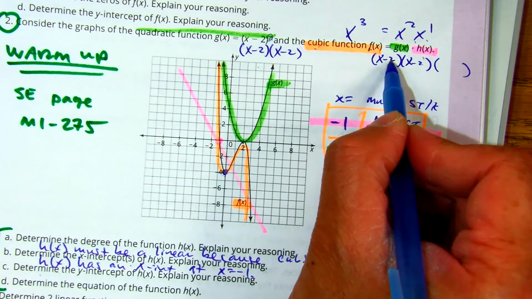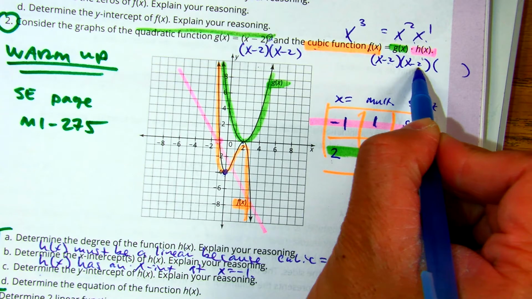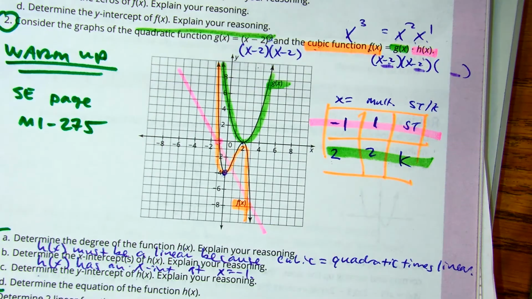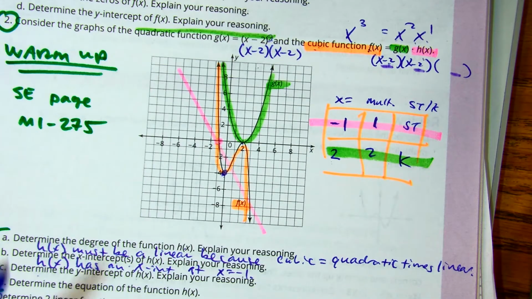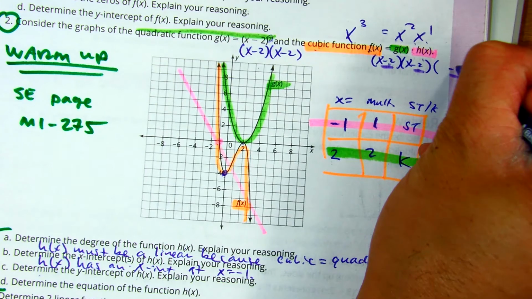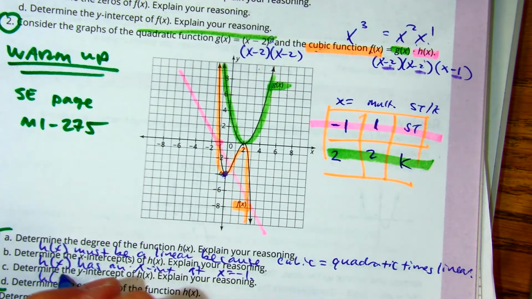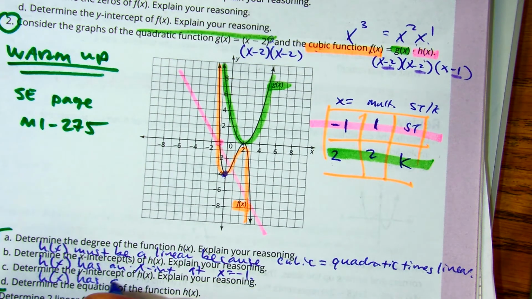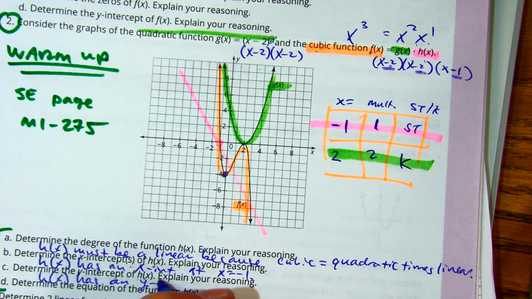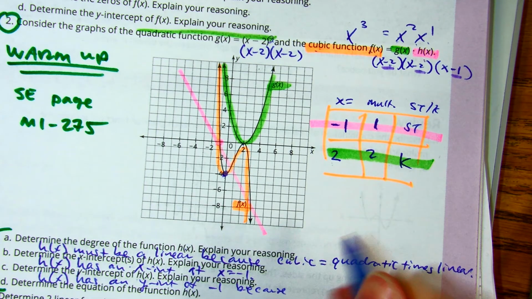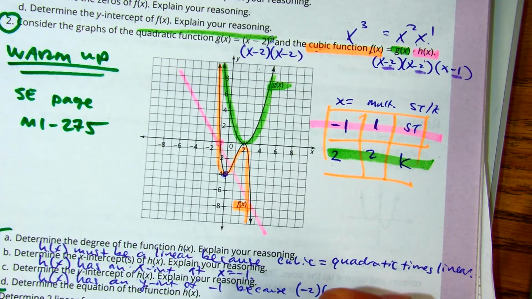That's what our answer has to be, right? And this says a negative times a negative is what? Positive. Let me see if I can show you in purple. And we're trying to get a negative. So this has to be a -1. H of x has a y-intercept of -1 because -2 times -2 times -1 equals a -4.